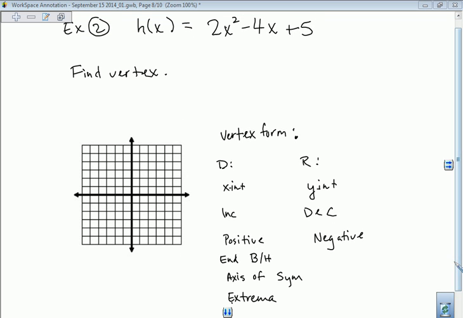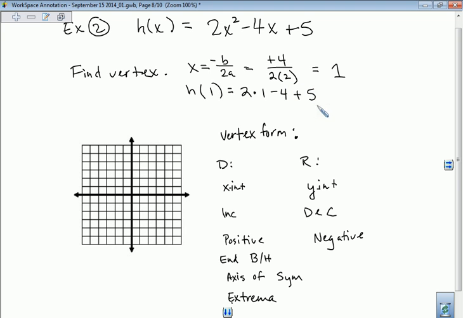Alright, here's your second example. This is obviously in standard form. We know the y-intercept is 5, but we don't know where the vertex is. So what do we do to find the vertex? The x value at the vertex is negative b over 2a. So that would be positive 4 over 2 times 2 this time. So x is 1. If x is 1, I plug in 1 to find out what y is. So I get 2 times 1 minus 4 times 1 plus 5. So this is negative 2 plus 5, which is 3. The vertex is the point (1, 3).